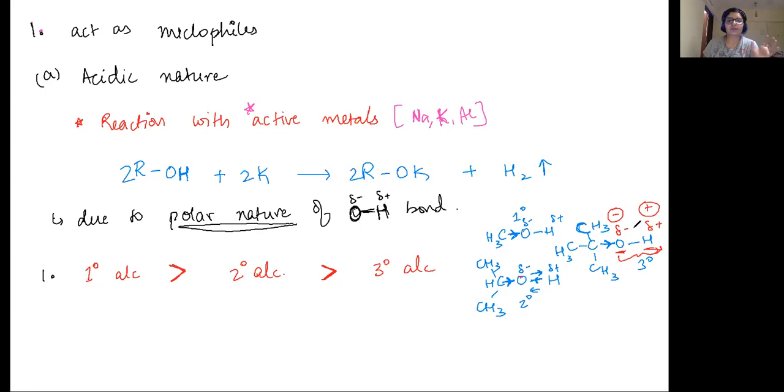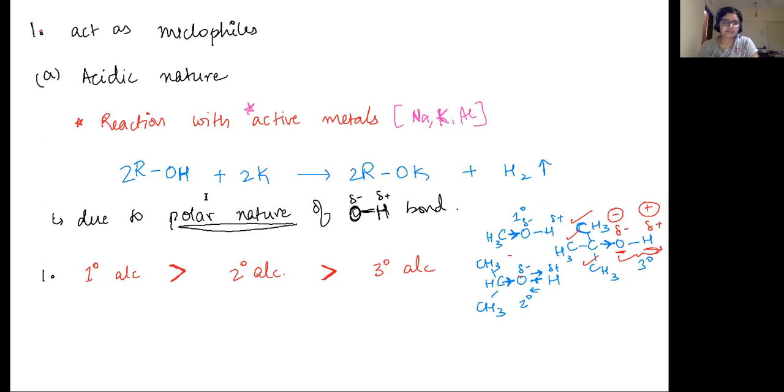But whatever decreases the polarity, for example the presence of alkyl groups, also reduces the acidity. Which is why primary alcohols are most acidic and tertiary alcohols are least acidic. Okay, so this is one property of acidity of alcohols.